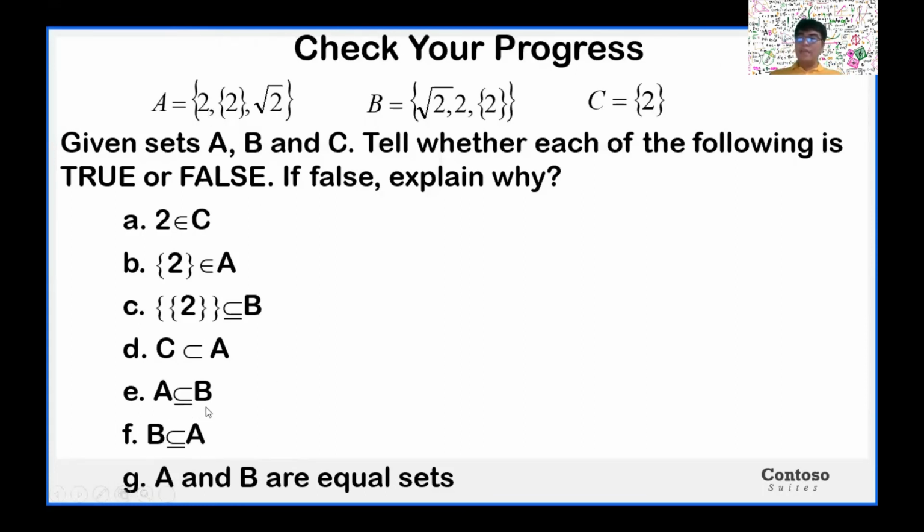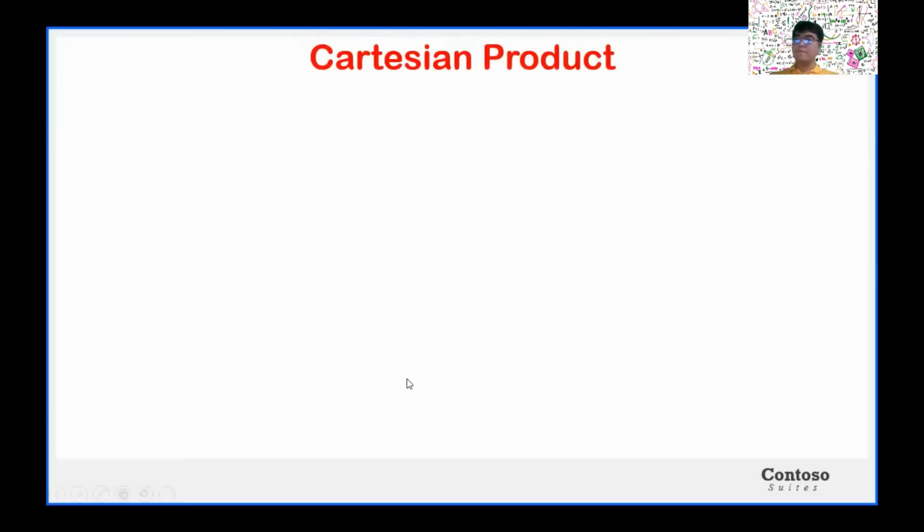Is A a subset of B? The answer is yes. Every element of A is present in B. How about B a subset of A? The answer is yes, because every element of B is present in A. Now we have another lesson learned. If A is a subset of B and B is a subset of A, then we can say that A and B are equal sets.